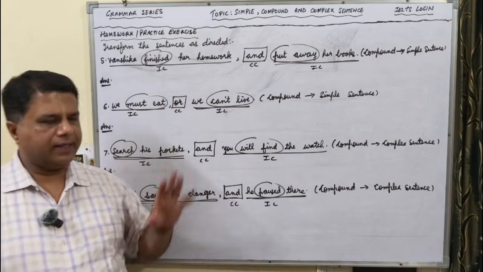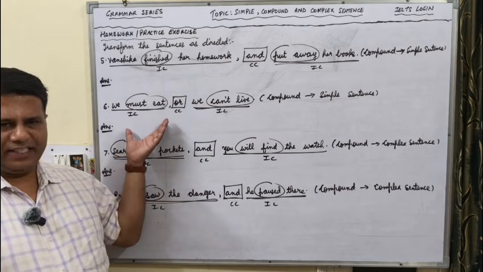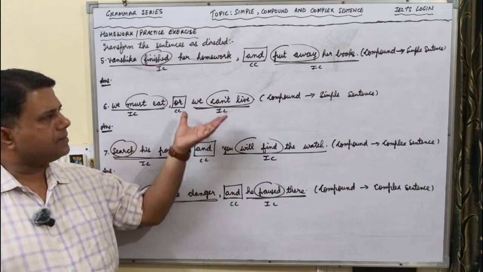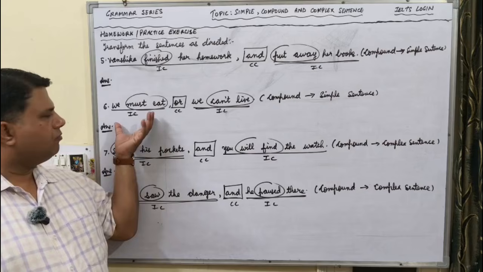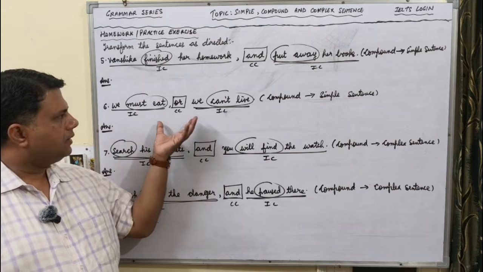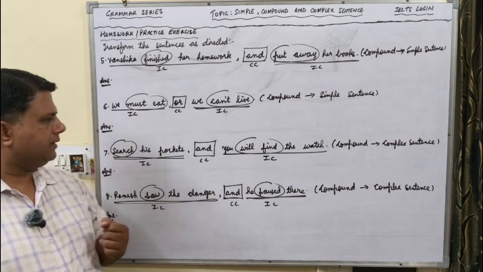of a coordinating conjunction. We must eat or we can't live. So this is a compound sentence. Change it into simple sentence. We must eat, independent clause. We can't live, independent clause, and or is coordinating conjunction.